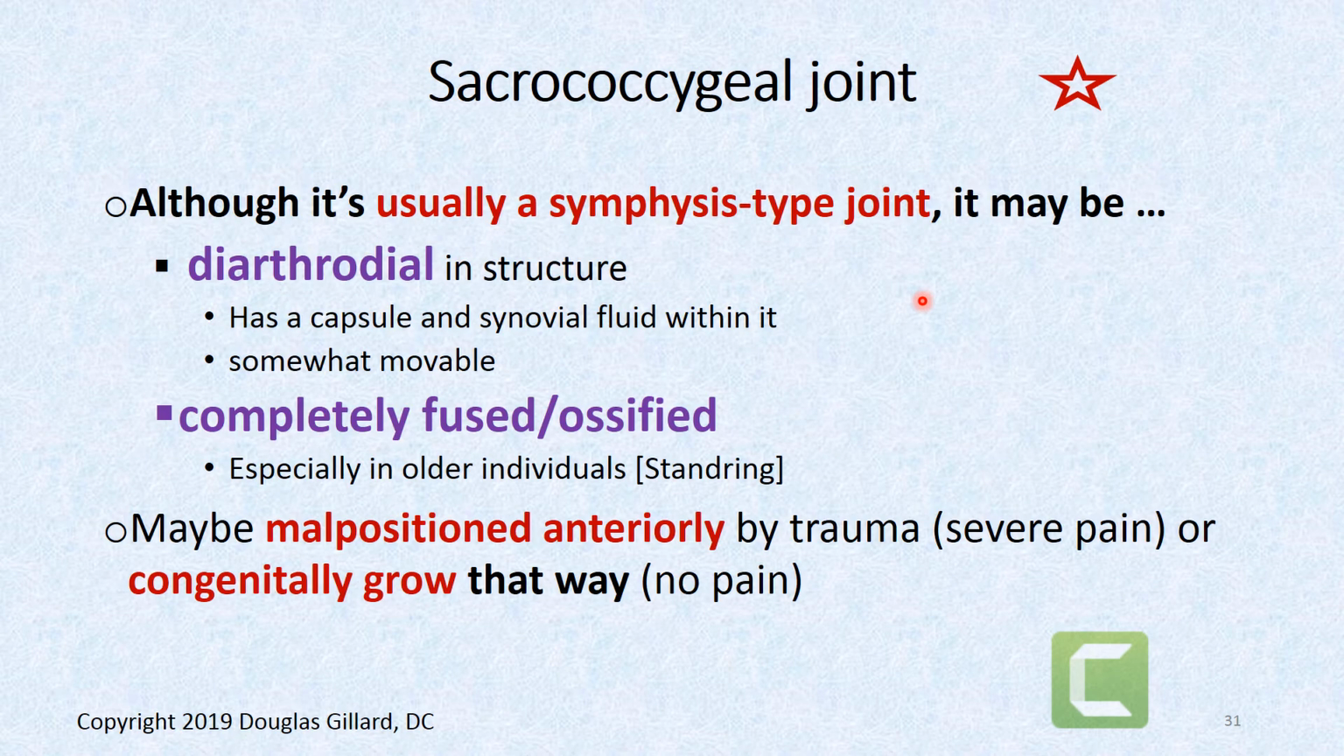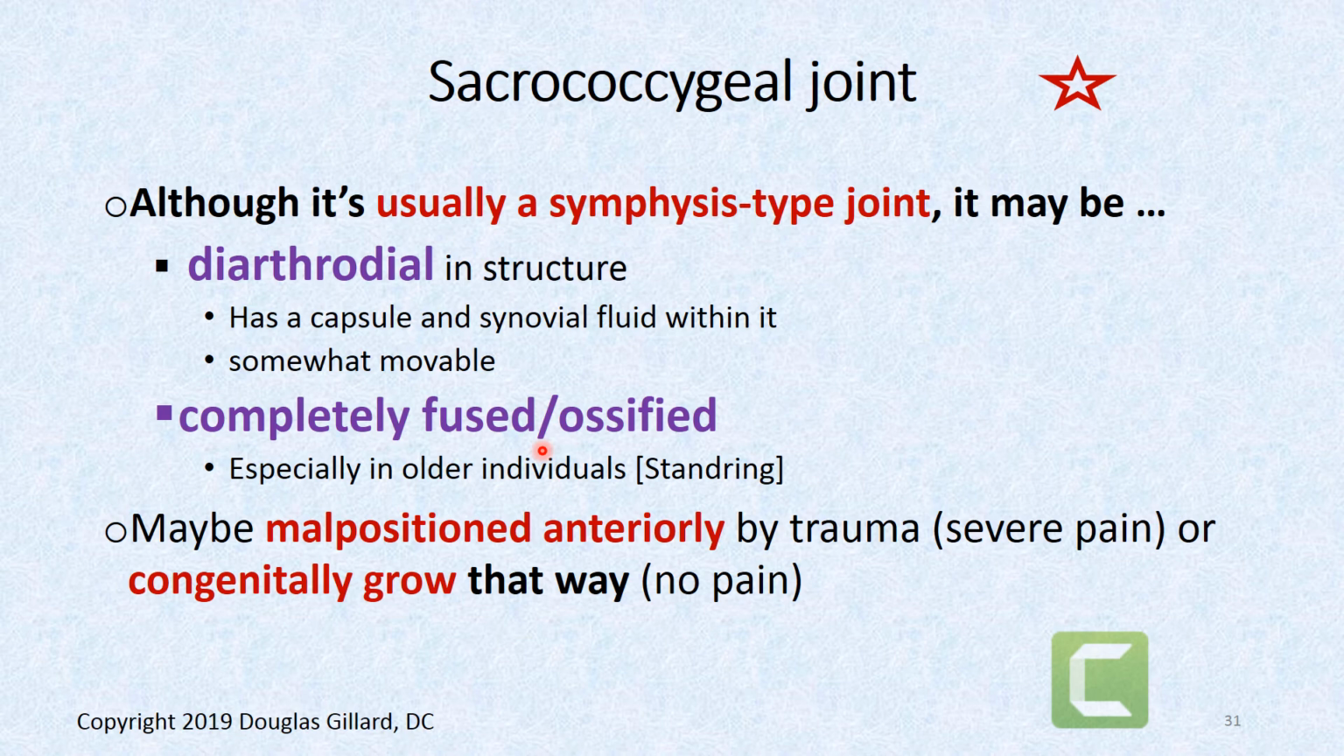Okay, what about the sacrococcygeal joint? It's usually a symphysis type joint like the symphysis pubis, but some people, it can be a real diarthrodial joint and have movement, have fluid in it. That's not the norm though. And on the other end of the spectrum, some people it's completely fused to bone. You have to be really careful.